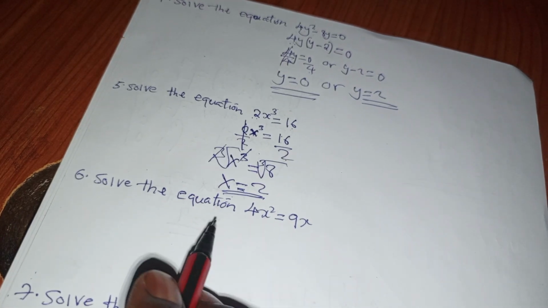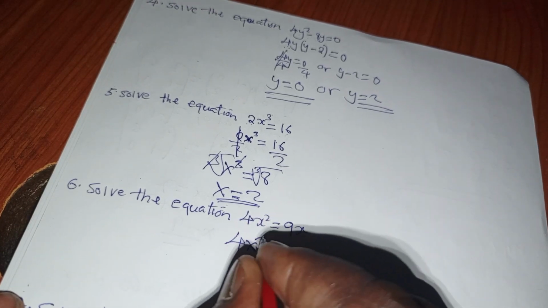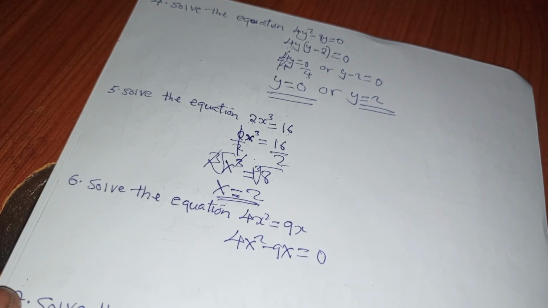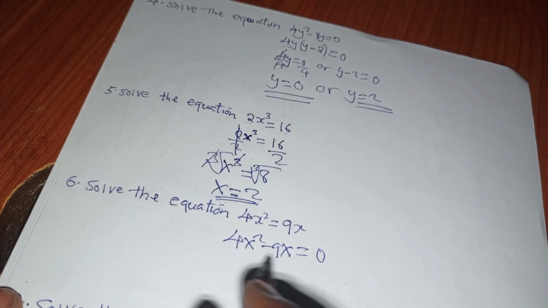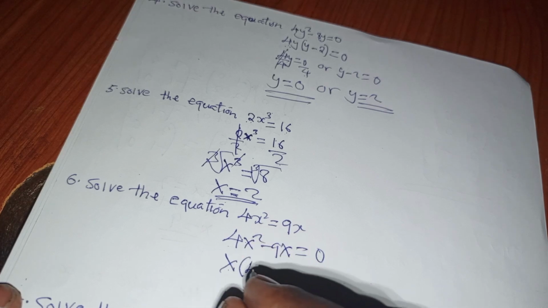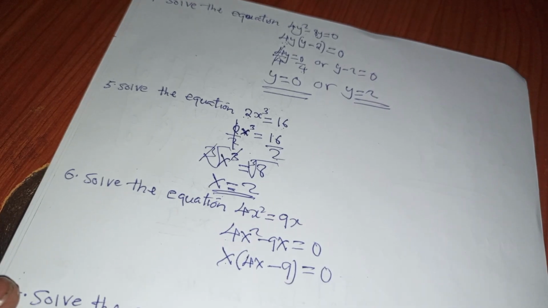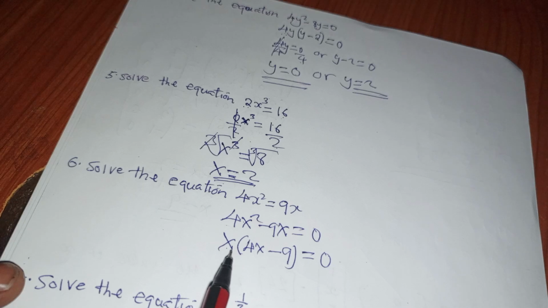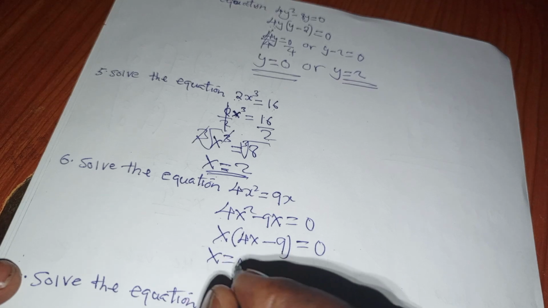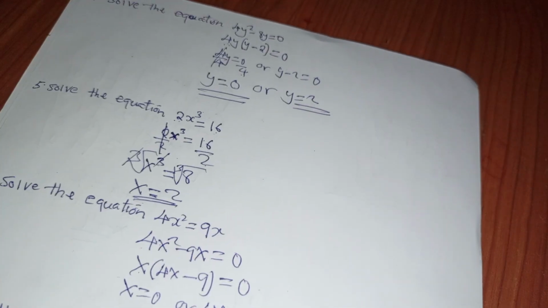Now again here, I'm going to try to group like terms together. So I'll say 4x squared minus 9x is equal to 0. Good. Then I'll factorize x here. So x is common. So x open bracket, x into 4x squared, I remain with 4x, then minus 9 is equal to 0. Then here again, I will equate each part to 0. So this part, which is x is equal to 0, or 4x minus 9 is equal to 0 as well.